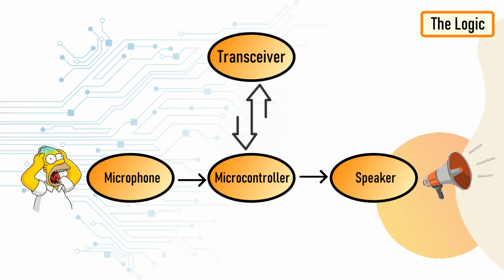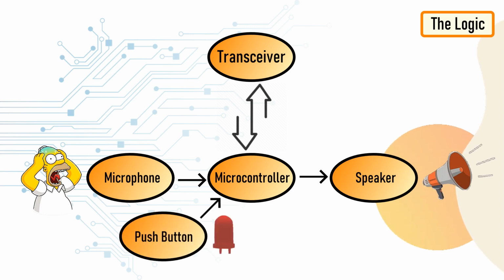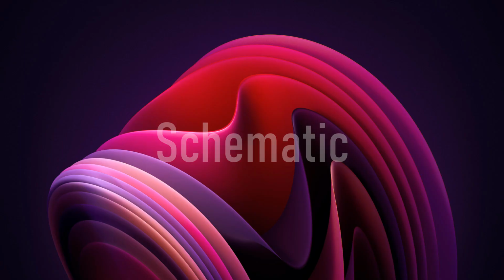To start the transmission, we need a push button and a LED indicator which lights up when the transmission begins. Similarly, at the receiving end, we need a LED indicator that lights up when the unit starts receiving data. Alright, now let's replace our logic with the electronic components.